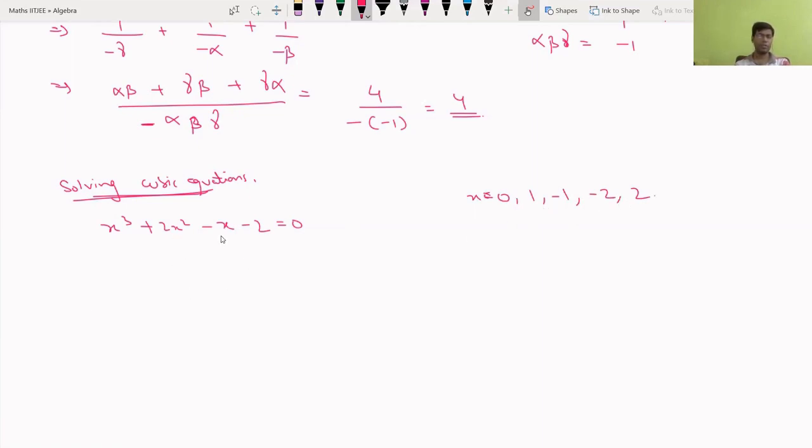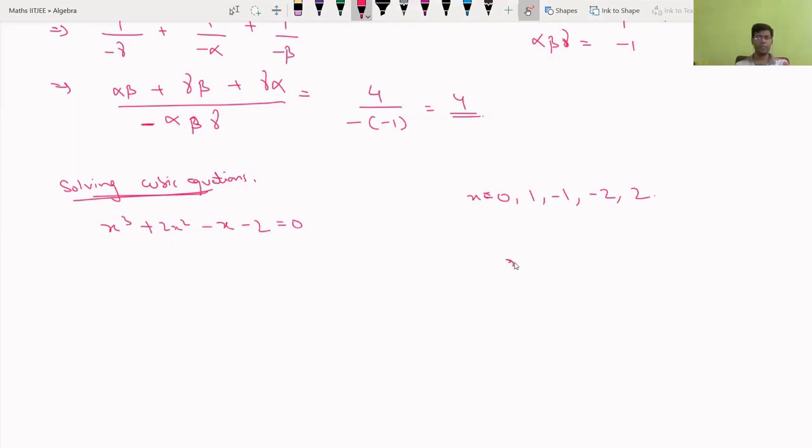Once we find one root, we can get the equation in the form of a quadratic and then get the other two roots. Just like we learned in our 10th class, we can use polynomial division and then find the quadratic equation. So let's do this example. In this case, x is equal to 0 doesn't satisfy. If I take x is equal to 1, this will become 1, this will be 2, this is minus 1, this is minus 2. So x is equal to 1 is one of the roots of this equation.